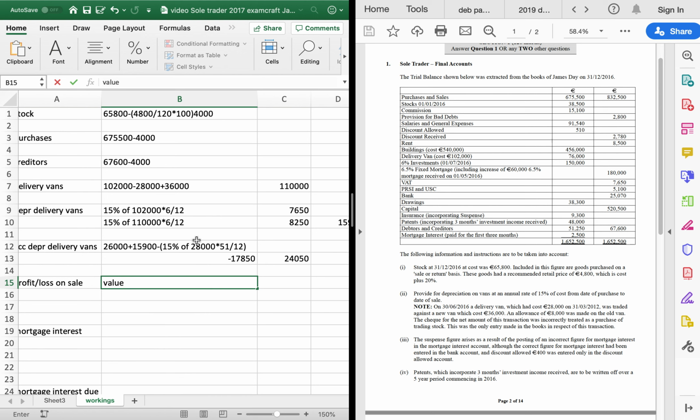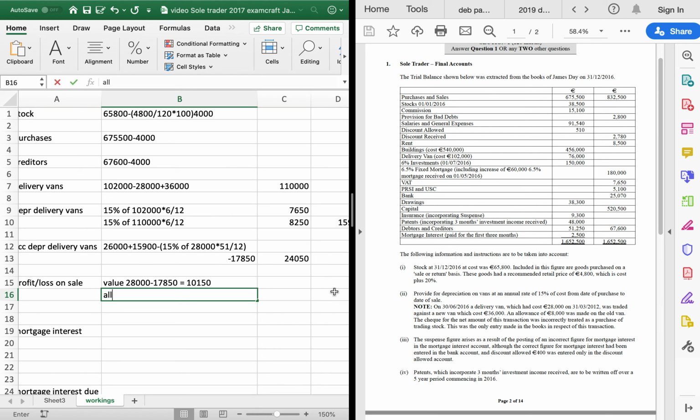Your profit or loss on disposal, then you compare the value of the van that you got rid of. So it cost 28,000 and we depreciated it by 17,850. So it's that sum there. So it's 28,000 minus 17,850, which will be what, 10,150.